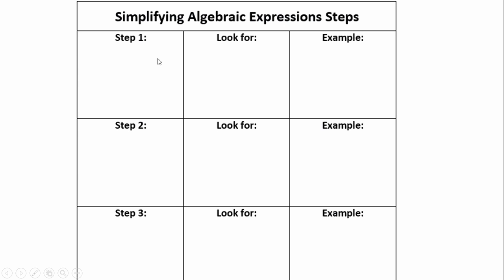The first one is the distributive property. That's the first one you want to take on. What you're looking for here is parentheses. If you see parentheses in the expression you're trying to simplify, there's a good chance you need to do the distributive property. For example, you see this expression where there are parentheses.